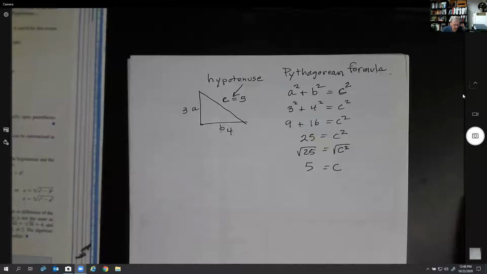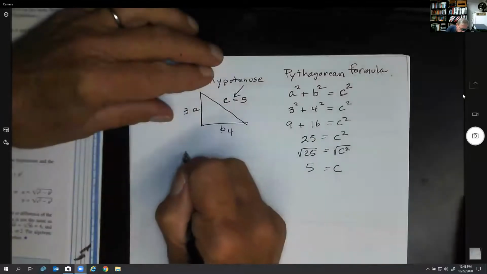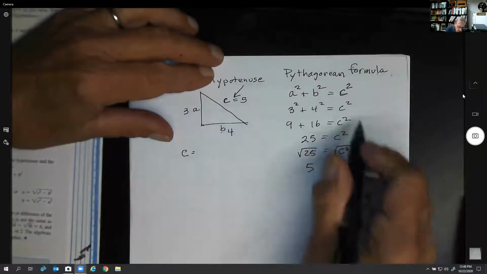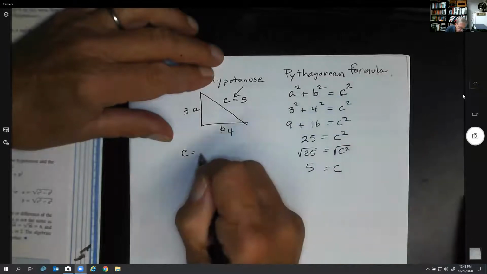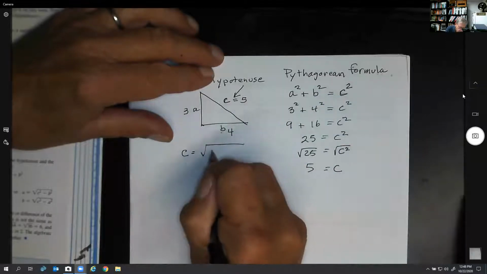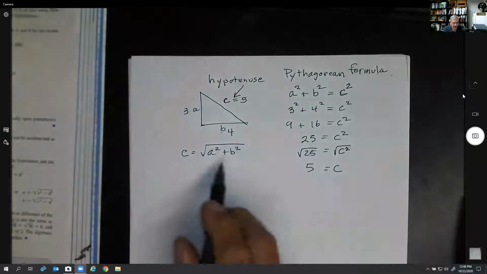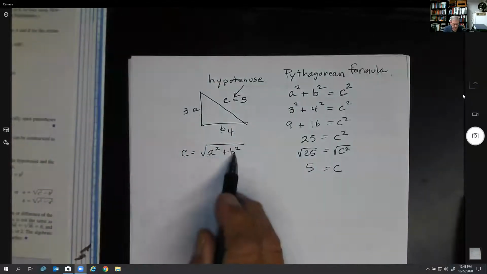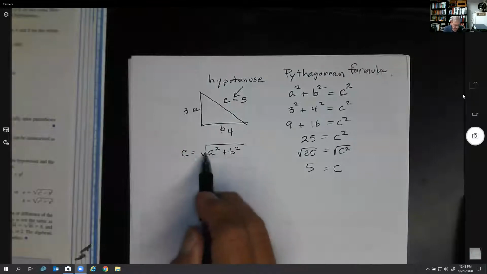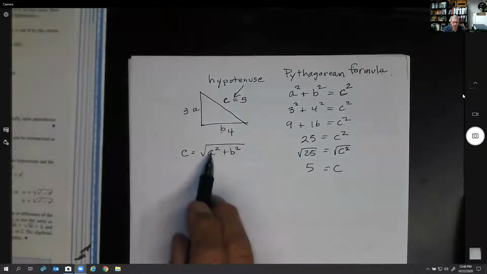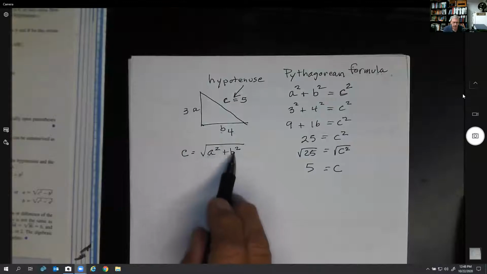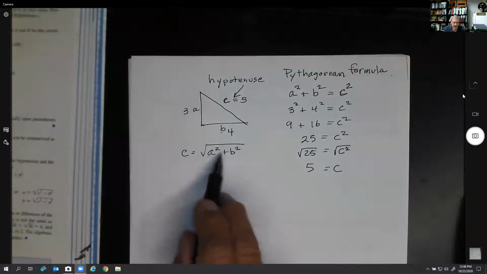We can also use, so C was equal to, if we took the square root of both sides, it's equal to the square root of A squared plus B squared. But you would want to square these first, then add them together, then take the square root in that order. Square, add, square root.